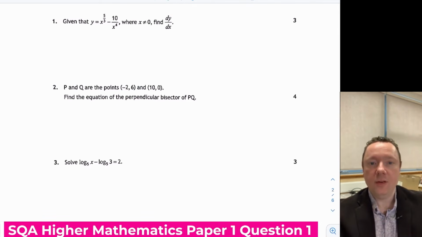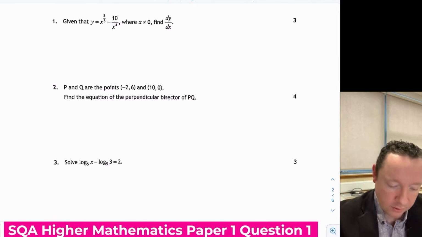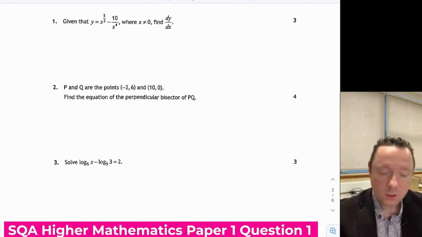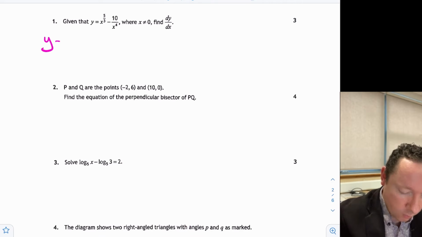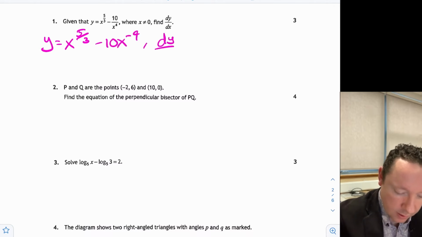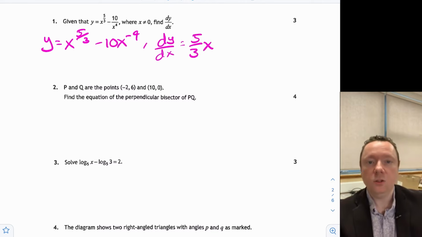Higher Maths 2023 Paper 1 Question 1. y equals x to the 5 thirds minus 10 over x to the 4. So we need to get it ready to differentiate first to find dy by dx. So y equals x to the 5 thirds minus 10 x to the minus 4. And then I can do the dy by dx. Take the power to the front. Take away 1, so that is 2 thirds.